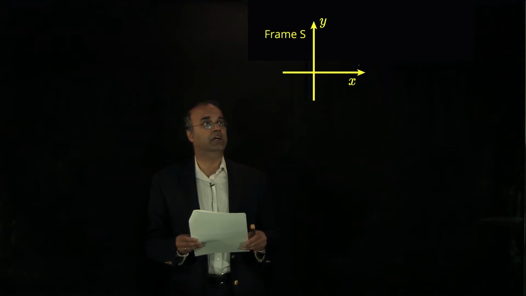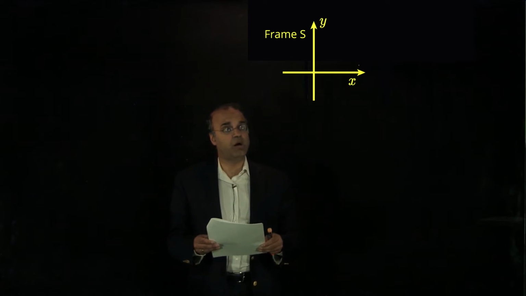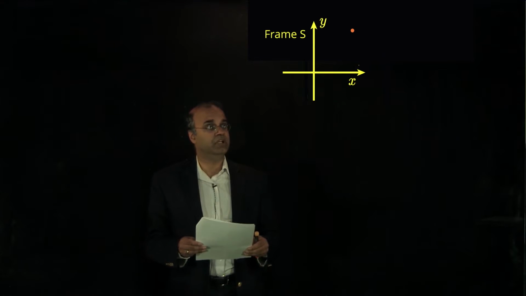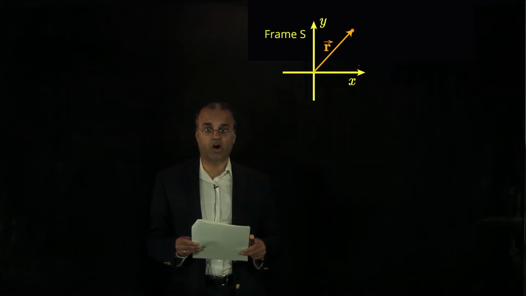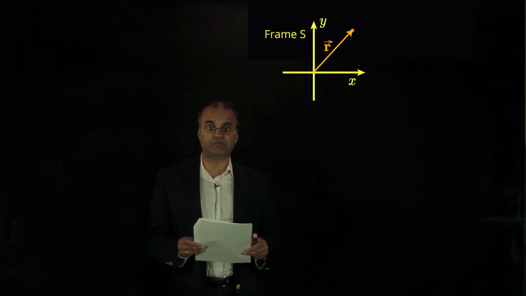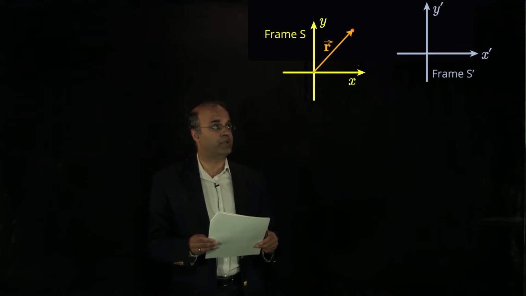We'll call that reference frame S and denote it by coordinate axes x and y. And let's consider an object that in that reference frame is at a position vector small r. We can then consider a second reference frame, which I'll call the frame S prime, and I'll denote that with coordinate axes x prime and y prime.